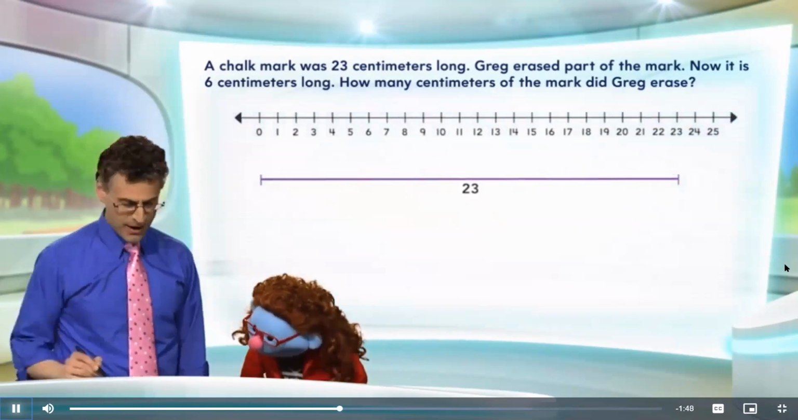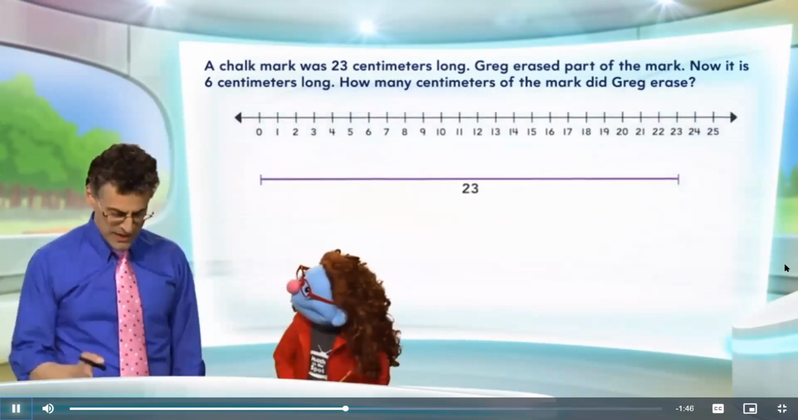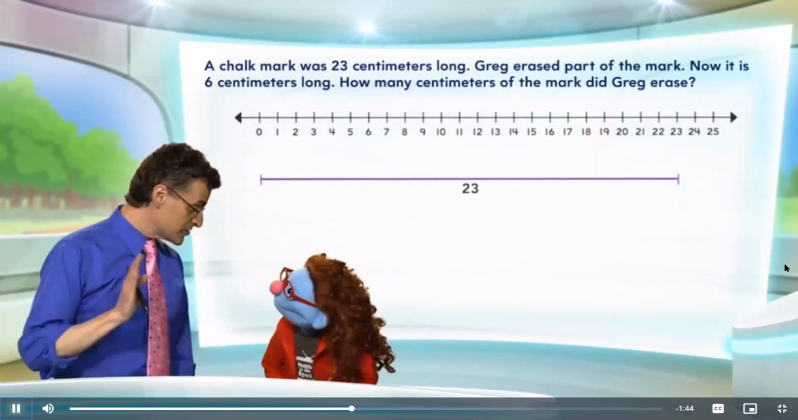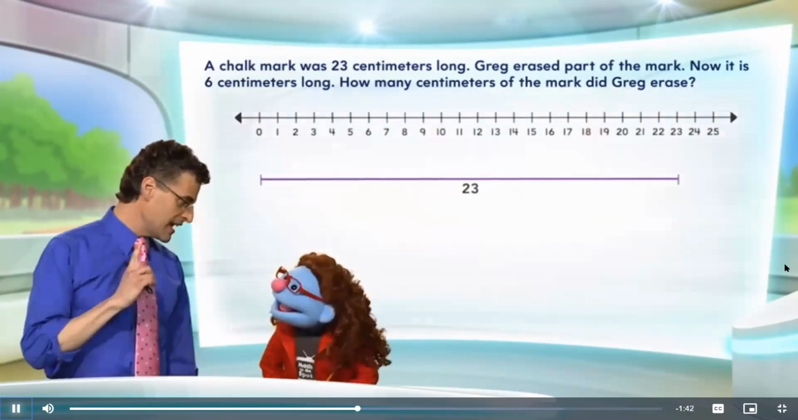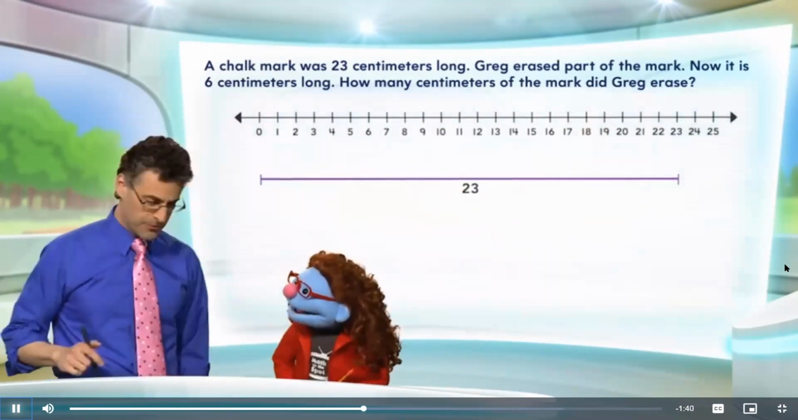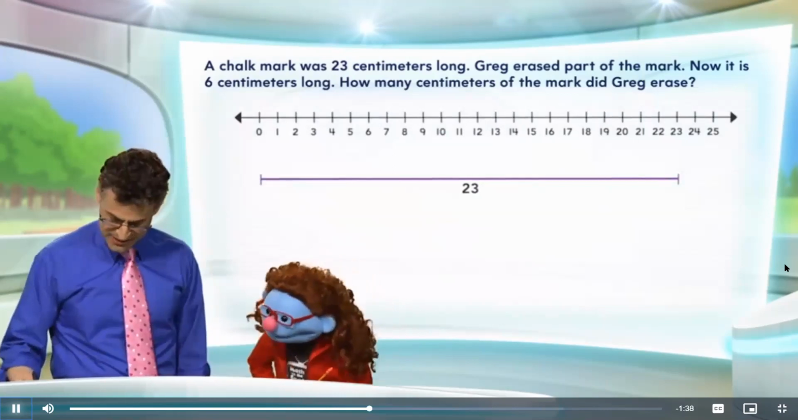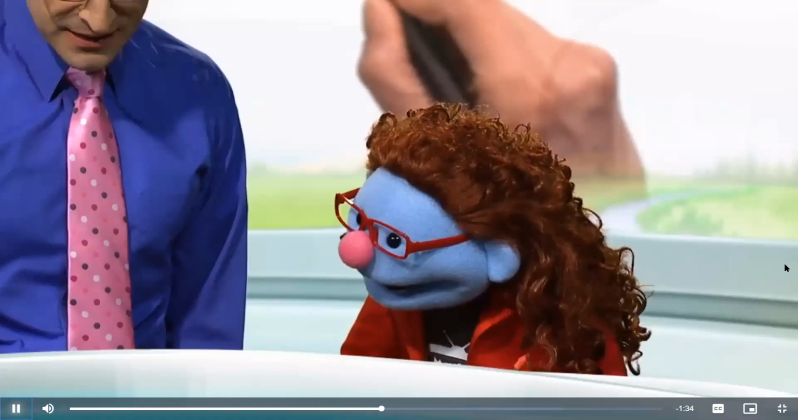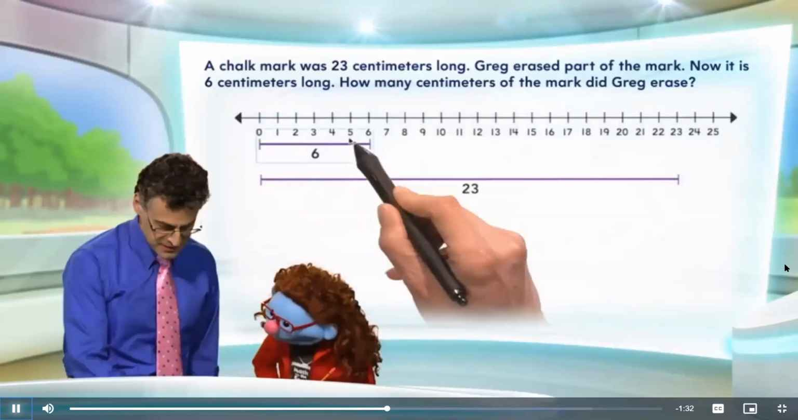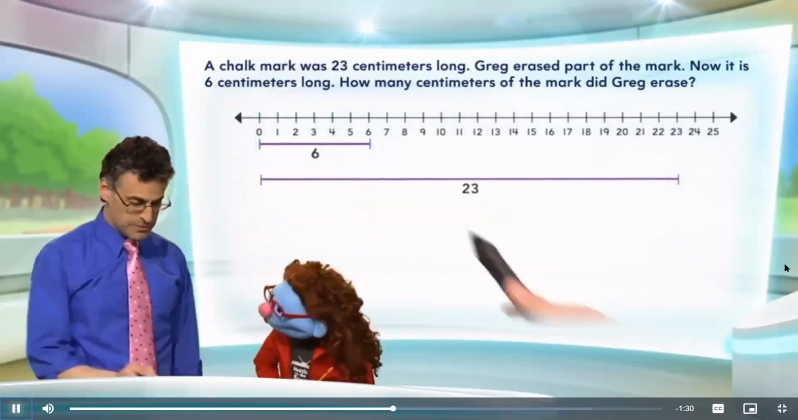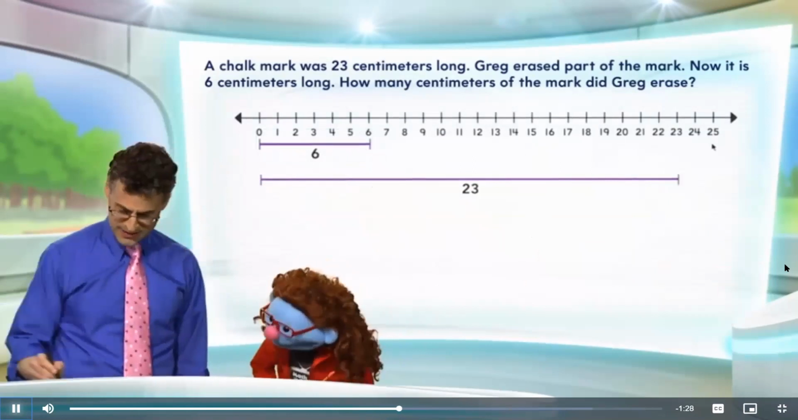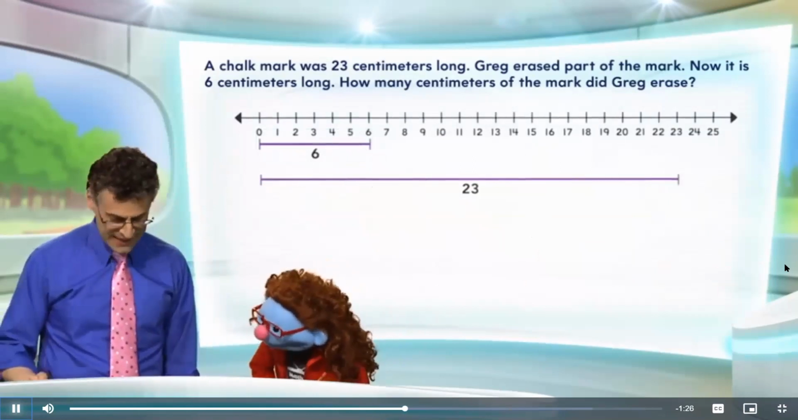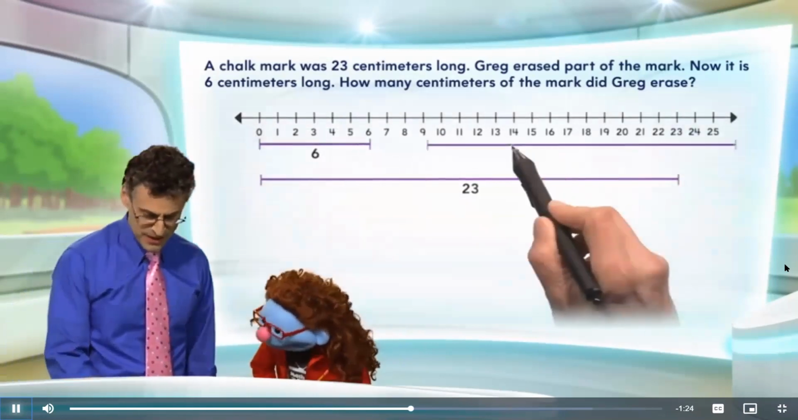Okay, now we know that he erases a bunch, and when he's all done erasing, Jeannie, he's left with just 6 centimeters of the chalk mark. Oh, just 6. Yeah, here's the 6 that he's left with. Which means he erased all of this. That's a lot. Exactly, and we want to find out how many centimeters of the mark that he erased.